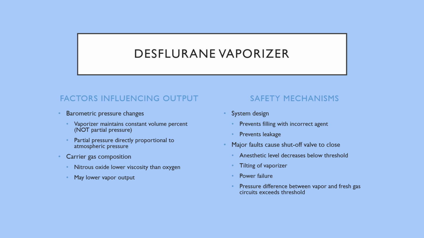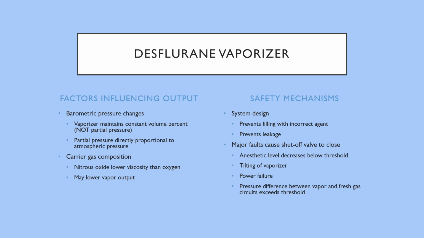The carrier gas composition can also affect the output, most notably again with nitrous oxide, but this is due to the lower viscosity than oxygen. That lower viscosity can cause less pressure in the fresh gas flow circuit from that R1 restrictor, which can transduce a lower pressure to the vaporizer circuit, which may lower the vaporizer output.